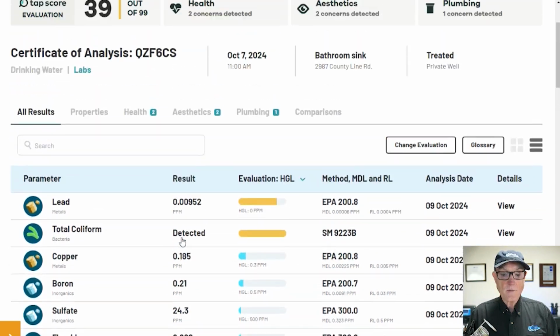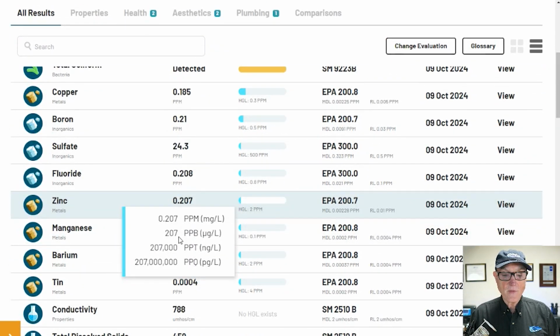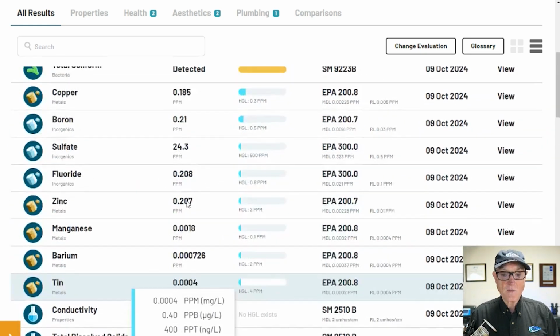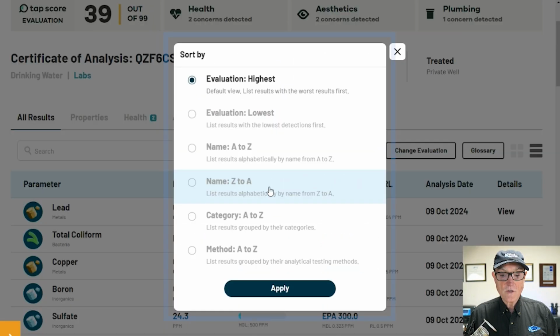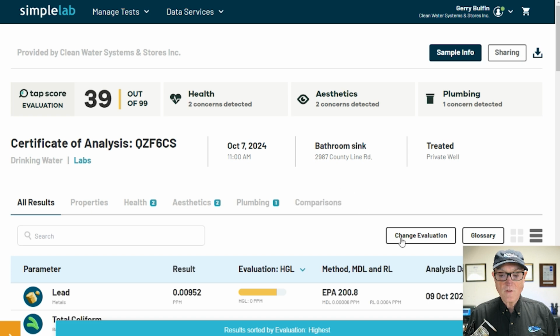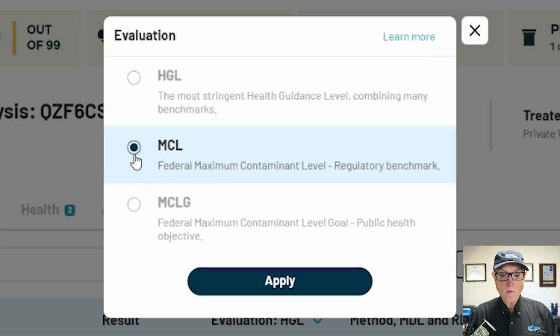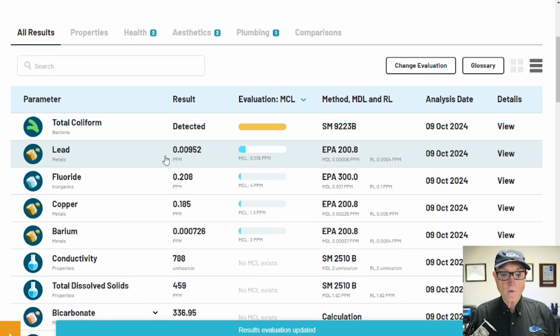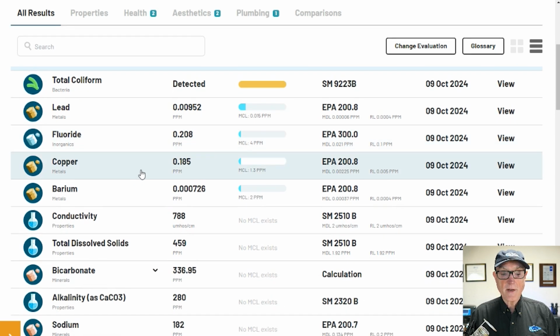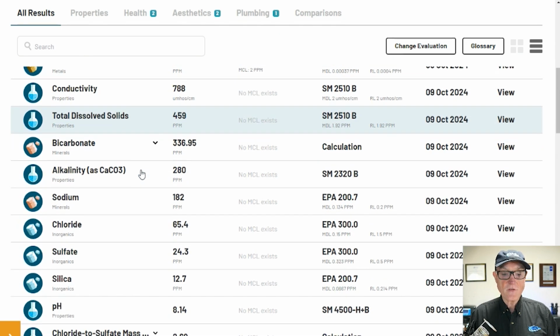Now, this is sorted by the health evaluations, the health guidance level, from highest to lowest. And you can also sort by name or by category. Now it's just sorted by the highest. So I'm going to change this evaluation to the MCL, and you see it did come out, it has coliform and lead. Those are the main concerns. If it's city water, there is some fluoride in it. There was a little bit of copper detected. You can just go down the list here and see.